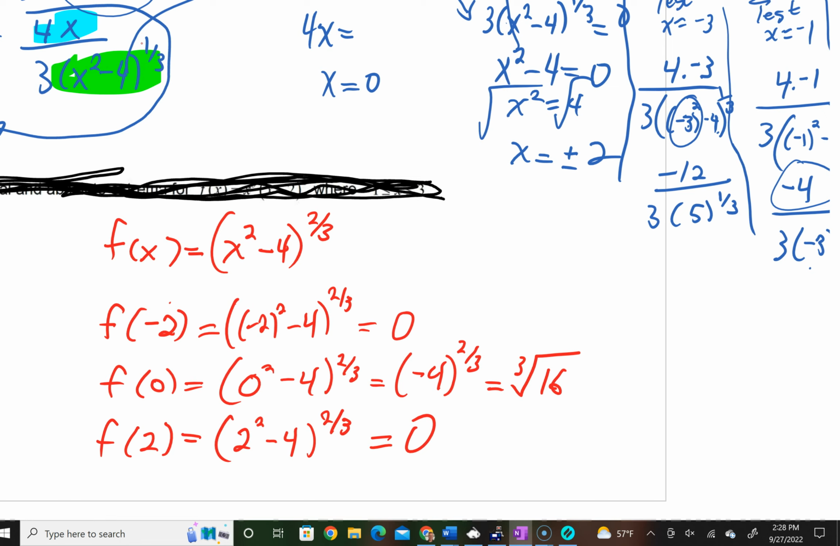And then you'd say, well, I've got -4, but I still have that 2 up there. The 2 is telling you to square it. And -4 times itself is 16. So, wow, we've got 3 different y values that are super, super important.